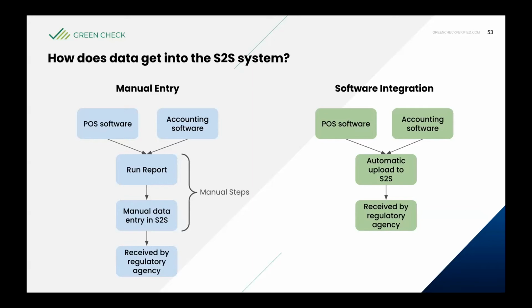We consider those point of sale and accounting software to be the source of truth. Just as you can get automatic uploads to seed to sale from those systems, you can get the same data that feeds the seed to sale systems by connecting to the point of sale or the accounting software, just like they do. So if it is very important that you get seed to sale data, understand that they would be getting it from the exact same source that you would if you go back to the point of sale or the accounting software.